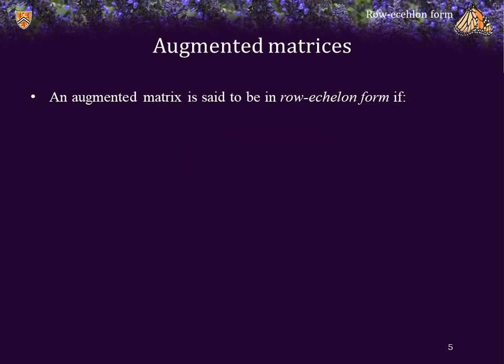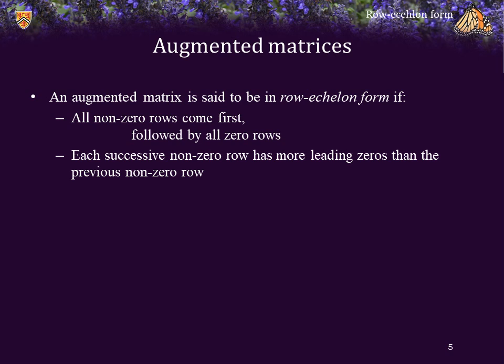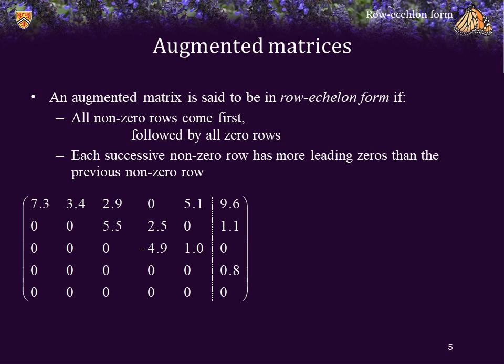Now, an augmented matrix is said to be in row echelon form if all non-zero rows come first, followed by all zero rows. And also, each successive non-zero row must have more leading zeros than the previous non-zero row. For example, here we see an augmented matrix that is in row echelon form. Row 0 has no leading zeros, row 1 has 2, row 3 has 3, and row 4 has 5 leading zeros.